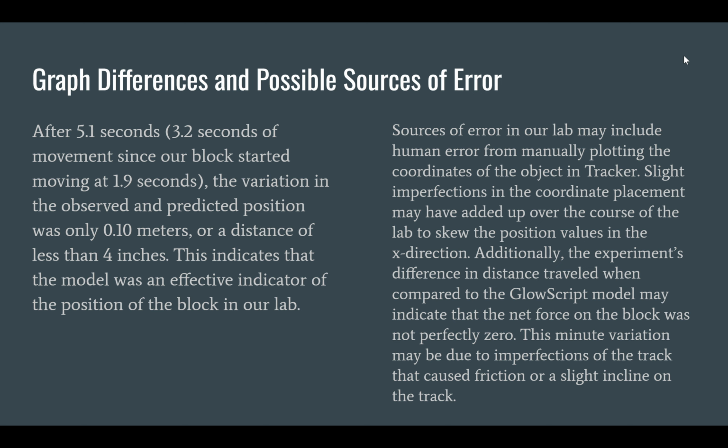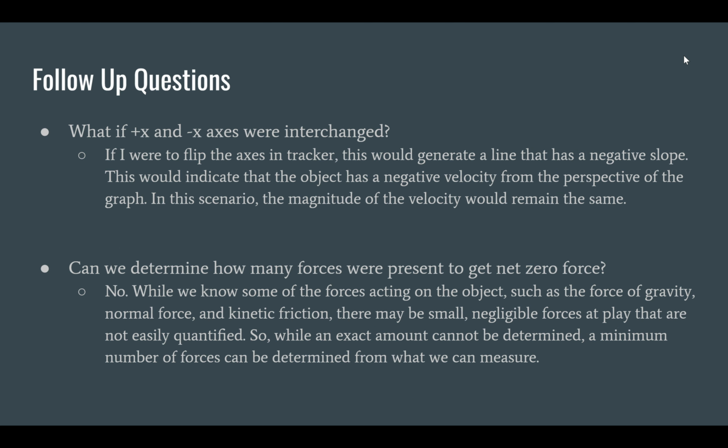Sources of error in our lab may include human error from manually plotting the coordinates of the object in Tracker. The slight imperfections of the coordinate placement may have added up over time to skew the results of our data. Additionally, the experiment's differences in distance traveled when compared to the GlowScript model may indicate that the net force on the block was not perfectly zero. That minute variation may be due to imperfections of the track that might have caused friction, or possibly a slight incline on the track.